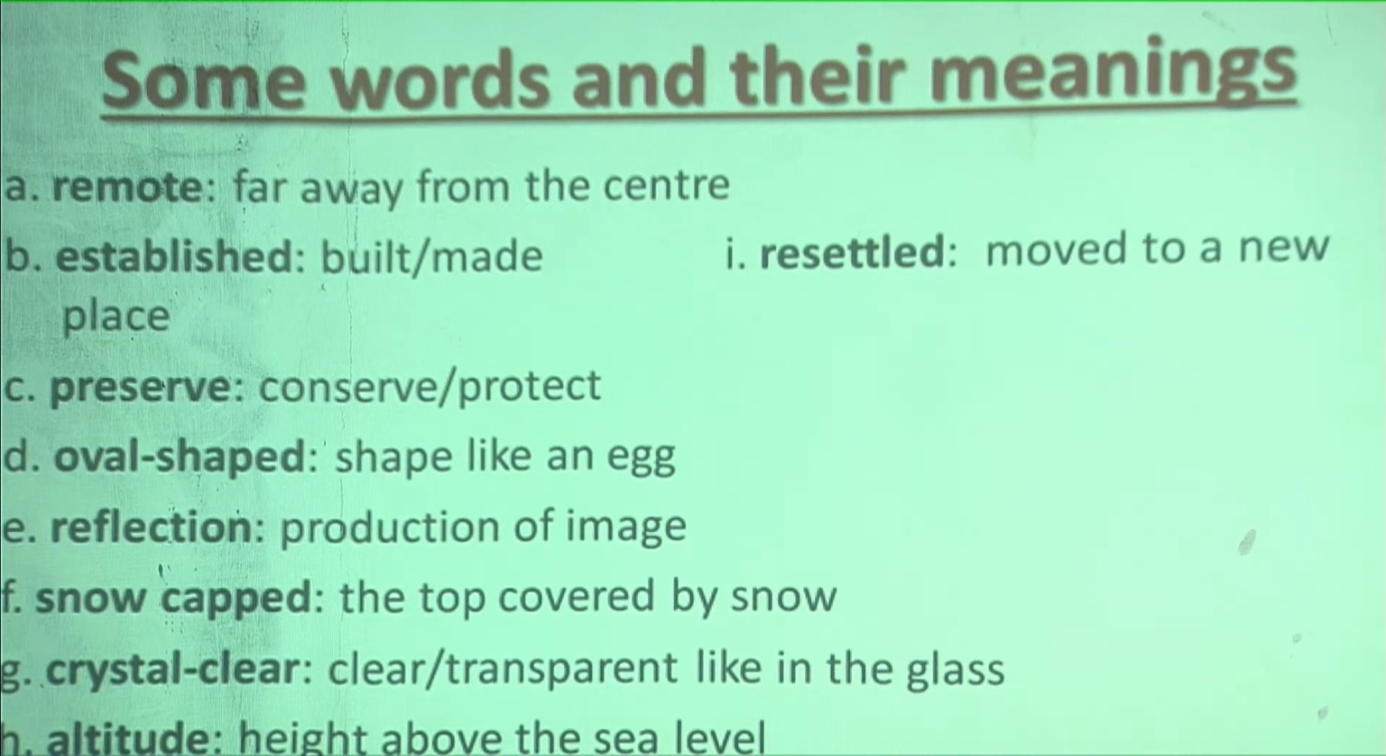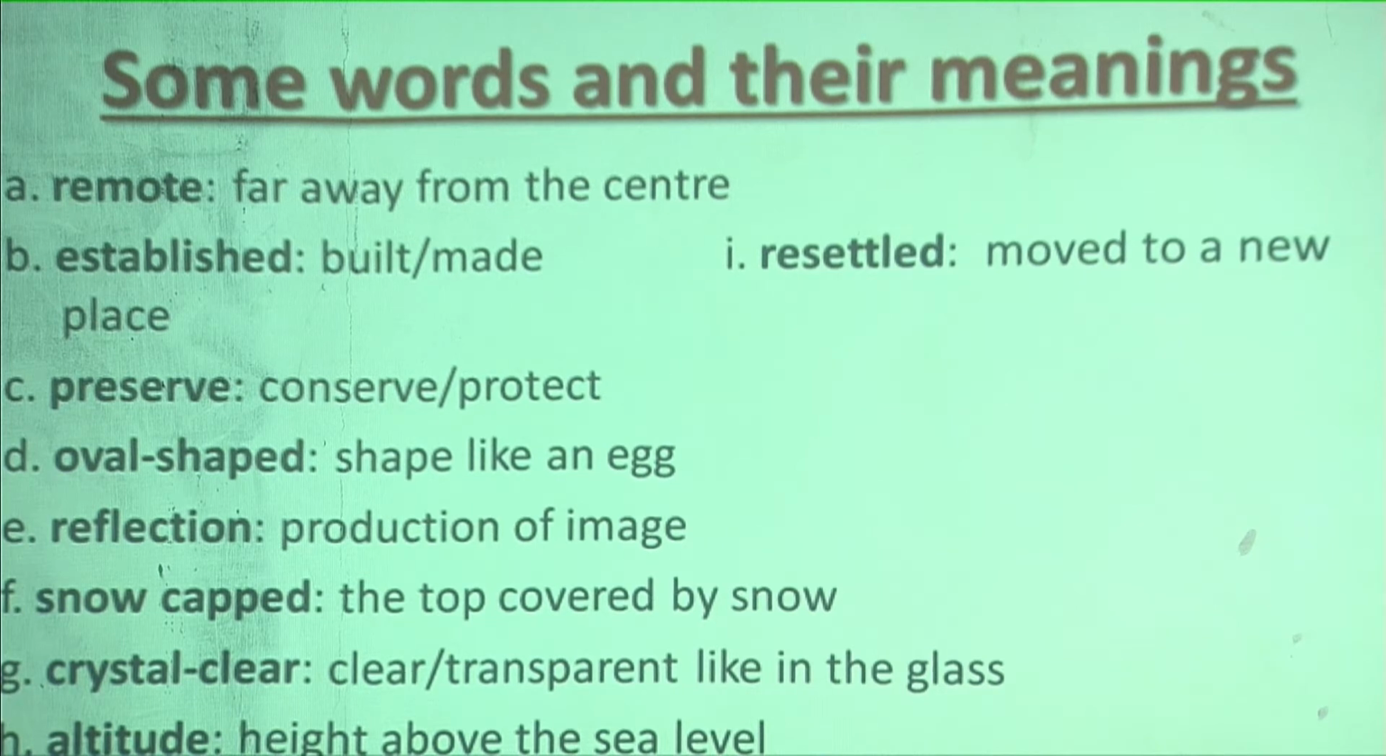Reflection, right? Reflection, production of image. We can find in our mirror, when we look in the mirror, then we can find our image on the mirror. That is called reflection. Our picture is reflected in the mirror, right? So that is called reflection, the production of image. We can find it in the mirror, also in some glasses. So, snow-capped. Snow-capped means the thing whose top is covered by snow, right? The top point is covered by snow, and that is called snow-capped.